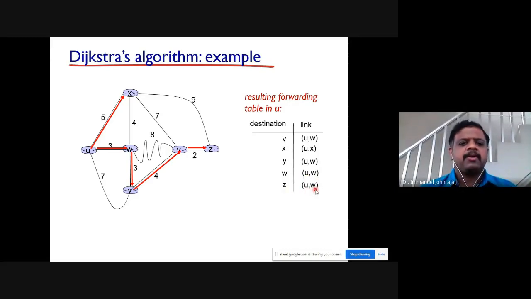All right. So how to go to W? You can straight away go. So if you look at this U to Z, where is Z? How should I go to Z? From U, you should go to W. From W, you will go to V, and then V to Y, and then Y to Z. This is going to give you the shortest path.